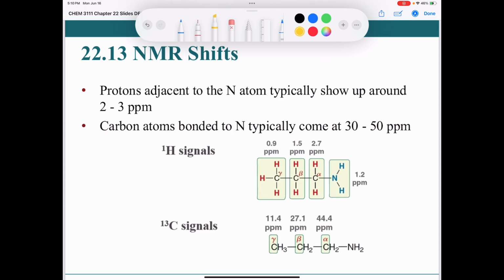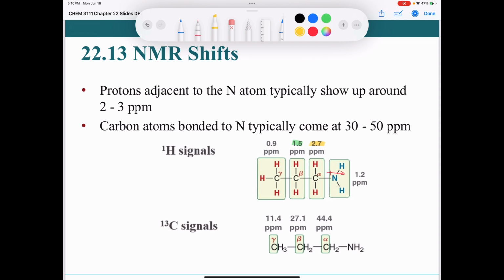Now, protons that are connected to the alpha position typically appear between 2 and 3 parts per million because of the deshielding effect of the nitrogen atom. So you guys know that the nitrogen is electron withdrawing. And so we see here for the alpha protons, we have a shift of around 2.7 parts per million in propylamine. And you notice that the deshielding effect of that nitrogen atom is greatest for the alpha protons. It tapers off with the beta protons, which are only deshielded a little bit. They come out at around 1.5 parts per million. And then you can see for the gamma protons, they're not affected at all, being at 0.9 parts per million.